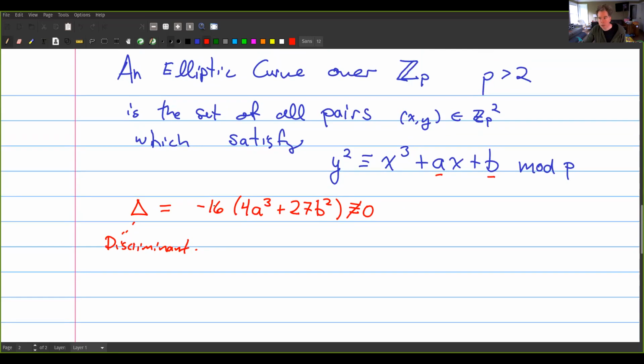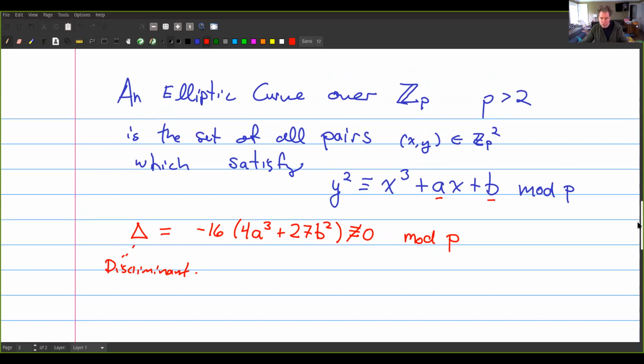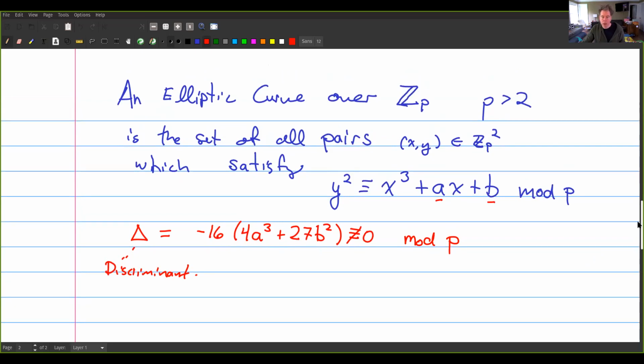Obviously, this negative 16 is irrelevant to whether or not it's congruent to 0 mod p, because you could just divide that out. But it's part of the discriminant, and the sign of the discriminant gives some information about the curve. So I leave it in there. All right, and so this condition that the discriminant is not 0 means that the curve is non-singular, and that just kind of means normal.